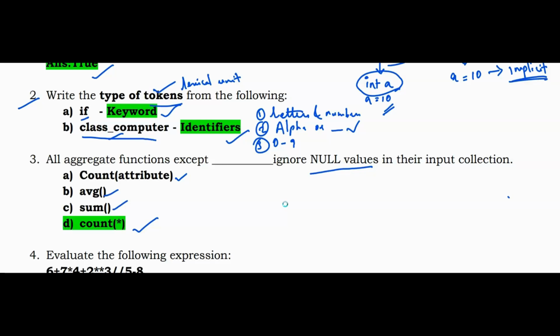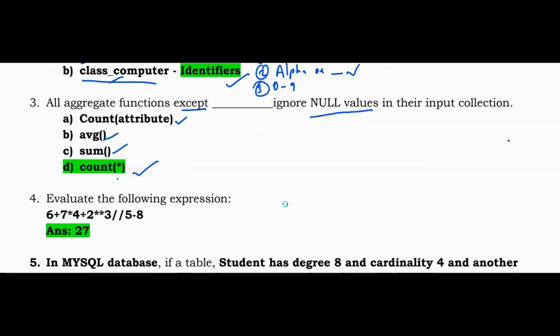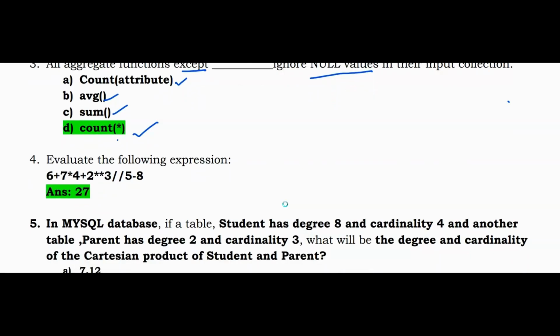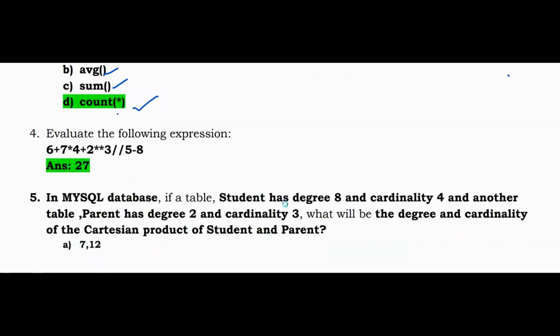But here in this count star, it will not ignore the null values. So they are asking, except this count star, others will be ignoring the null values in their input collections. I have already explained the difference between count and count star in the previous videos, repeatedly I am saying. The count function, count of attribute, will be taking the non-null values. But here in this count star, it will be counting the null values and the duplicate values both. Next question, evaluate the following expression.